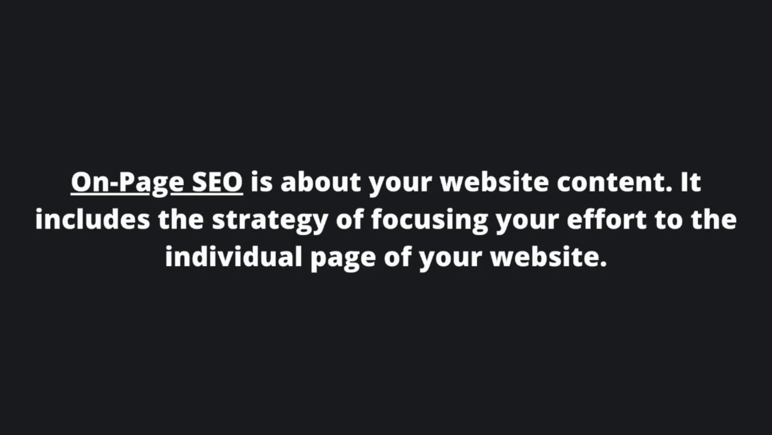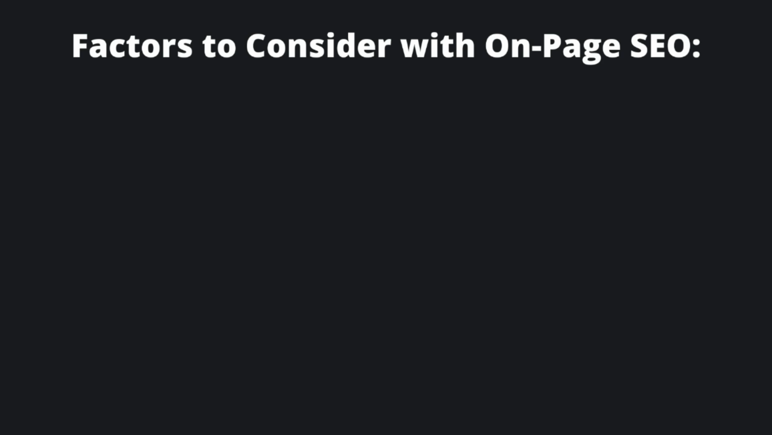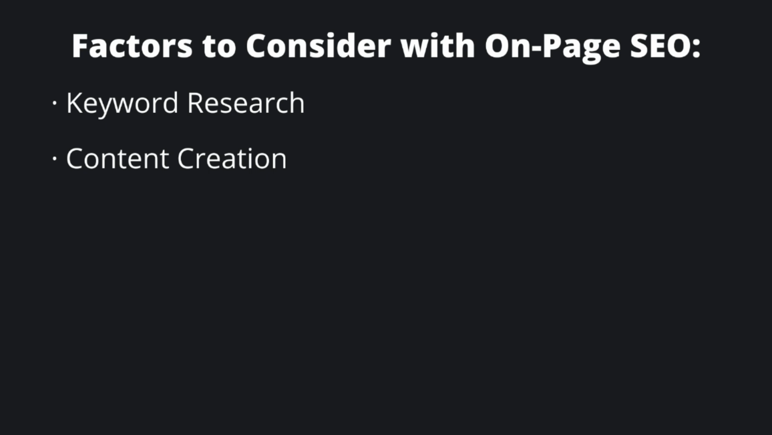So now let's go to the second type, which is the on-page SEO. On-page SEO is about your website's content. It includes the strategy of focusing your effort to the individual page of your website. On-page SEO key factors are number 1, keyword research, number 2, content creation, and number 3, keyword optimization. So we will discuss deeper about these factors on the next part of our SEO lesson, since this part, or the part 1 of SEO, will only focus about SEO analysis of a website.